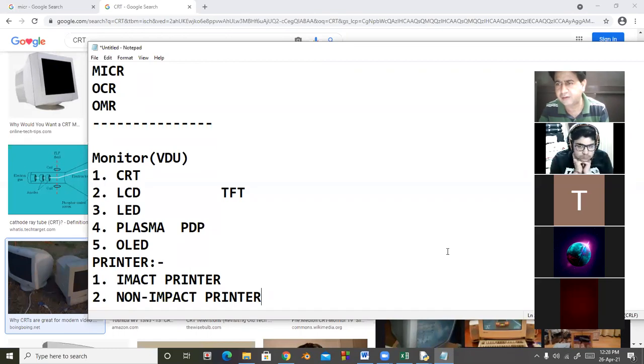Yes, beta. Sir, there are also laser jet and inkjet printers. Beta, they will come in this category. The laser printers you have are part of non-impact printers. And the dot matrix printer you have is an impact printer. So tomorrow we will discuss the meaning of impact printers and non-impact printers and the different types of printers.